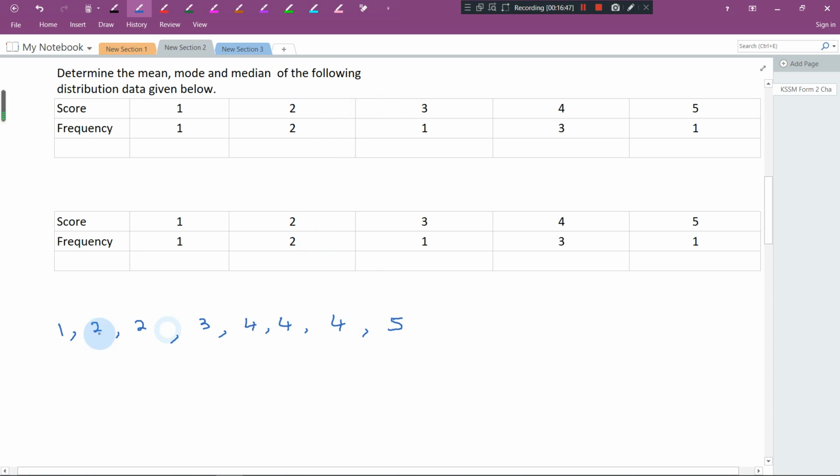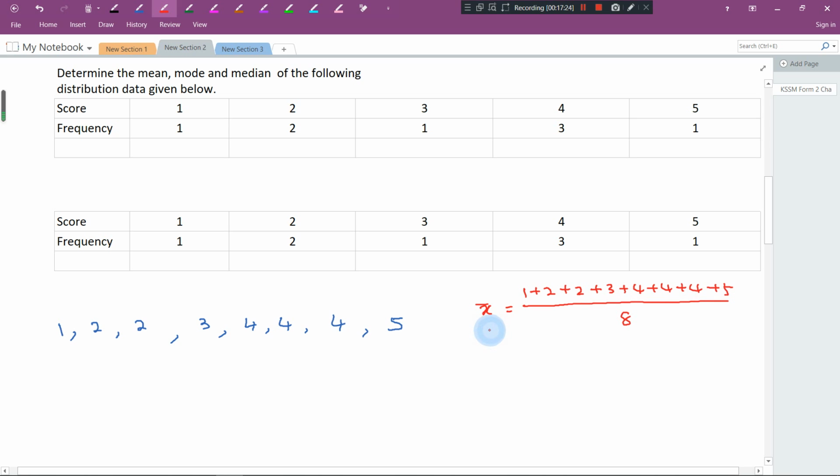So if you transfer it into the frequency table form, then it will become like this. Let's say you are given data like this and asked to get the mean, no problem, right? You take 1 plus 2 plus 2 plus 3 plus 4 plus 4 plus 4 plus 5, then divide by the total number of data, 1, 2, 3, 4, 5, 6, 7, 8, which is 8, right? 1 plus 2 plus 2 plus 3 plus 4 plus 4 plus 4 plus 5 divided by 8.